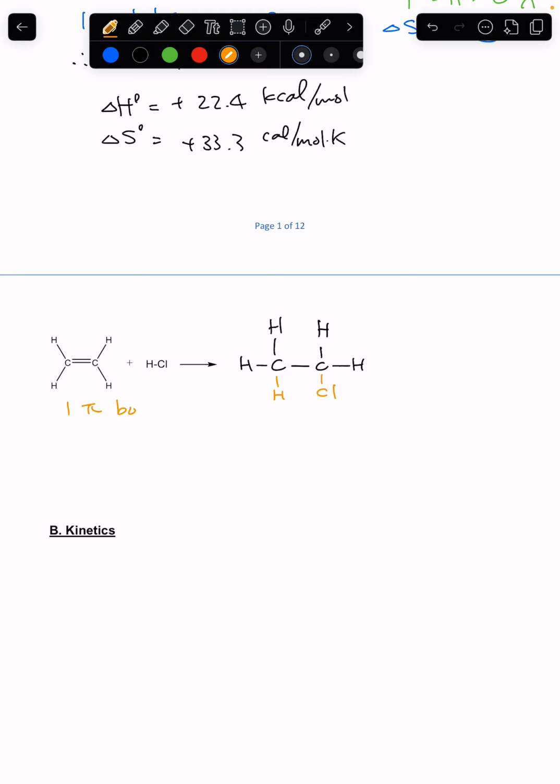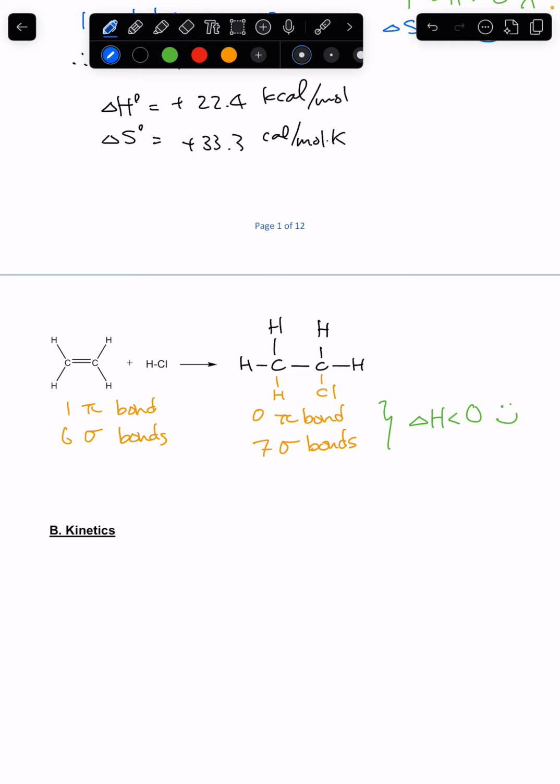In the beginning there was 1 pi bond total, and then there was 1, 2, 3, 4, 5, 6 sigma bonds total. And in the product, of course, there's 0 pi bond, and yet there's 1, 2, 3, 4, 5, 6, 7 sigma bonds, which means that enthalpically this is a good thing. You traded in a weak pi bond for a strong sigma bond, so delta H should be negative, which is a favorable thing.